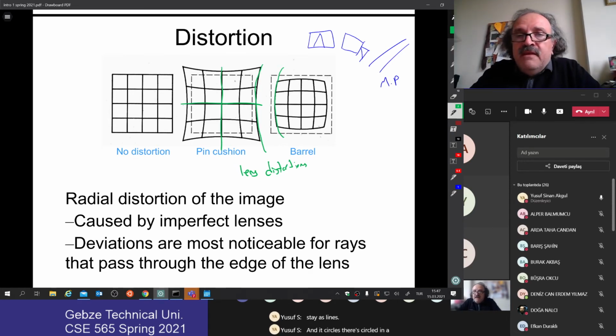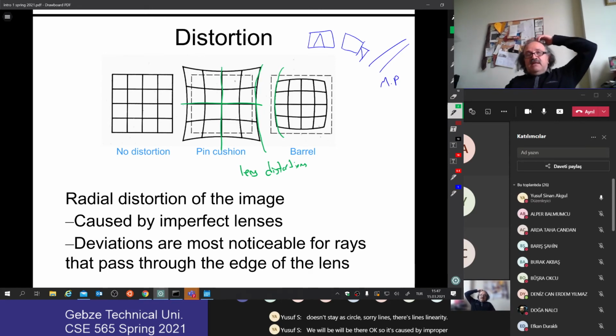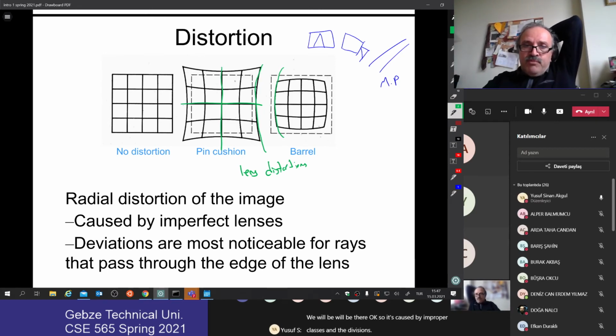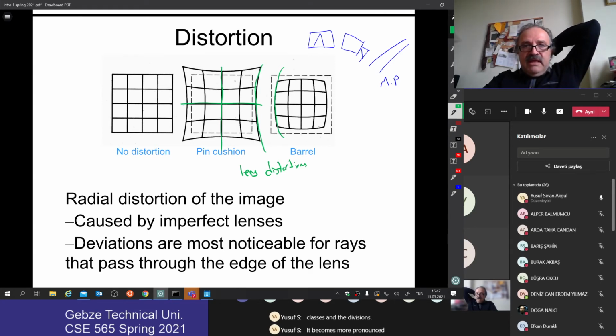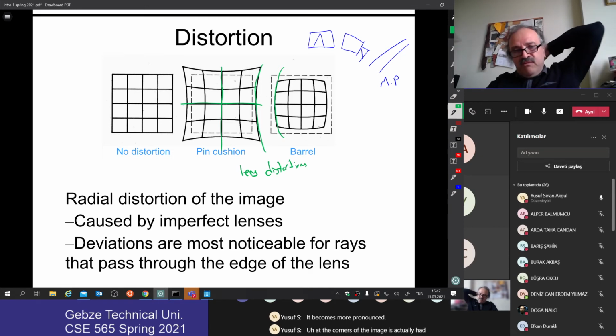No, it doesn't work that way. Sorry, circles don't stay as circles. Sorry, lines stay as lines. Linearity will be there. So it's caused by imperfect lenses, and the deviations become more pronounced at the corners of the images. Actually, at the corners they are even worse.